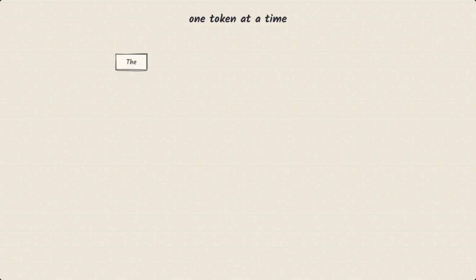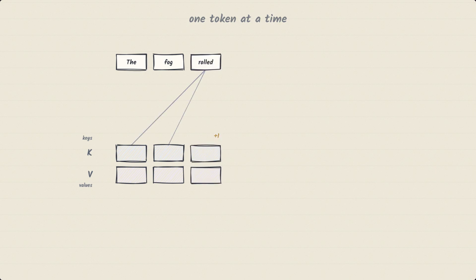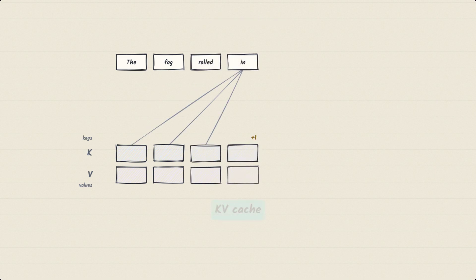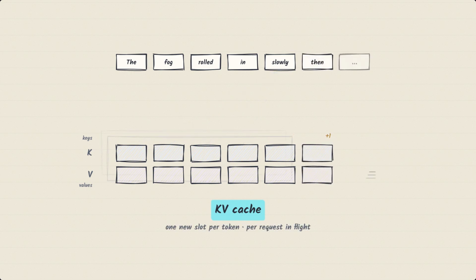A language model writes one token at a time, and each new token has to look back at every token before it. To avoid recomputing the past on every single step, the model caches it, the keys and values for every token so far. That's the KV cache. And here's the thing. It grows by 1 slot for every token you generate, for every request in flight.